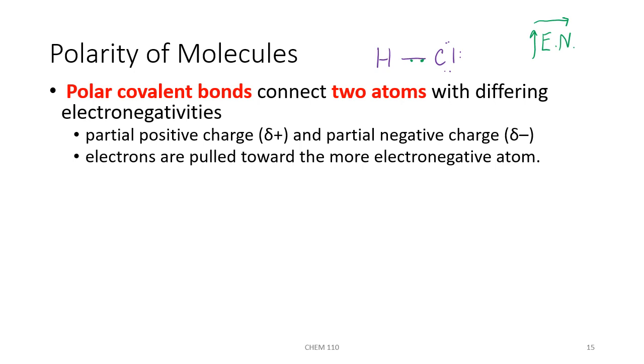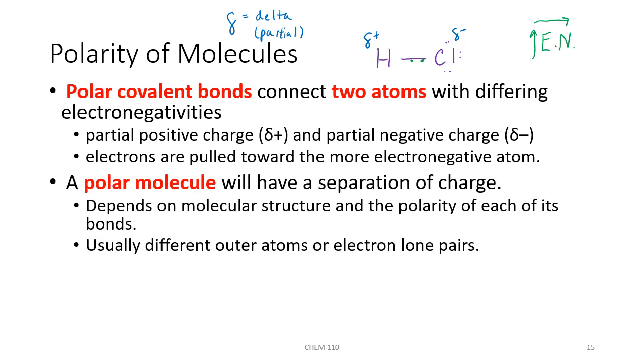We used partial charges to represent the difference in electronegativity between the atoms. We would draw a partial positive charge on the more electropositive atom, which would be hydrogen, and we would draw a partial negative charge on the more electronegative atom, which would be chlorine. Recall this symbol is lowercase Greek delta, and it means partial. It kind of looks like an unfinished sideways infinity sign. A polar molecule will have a separation of charge.